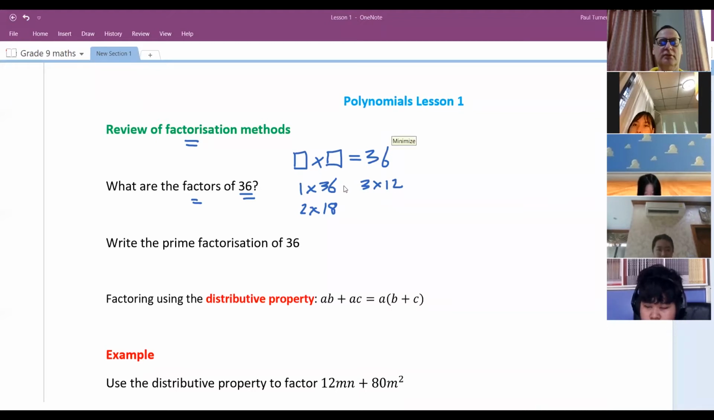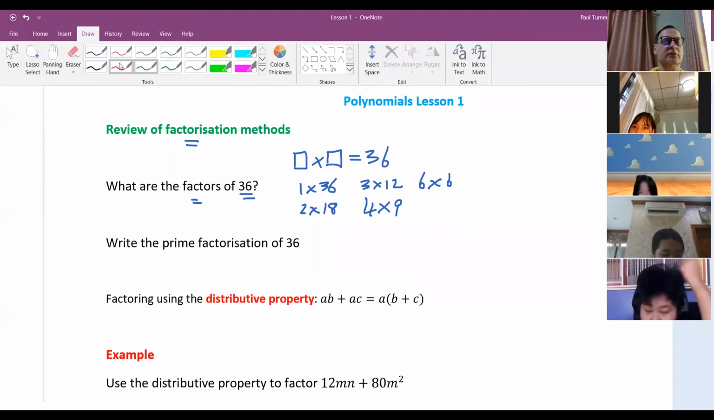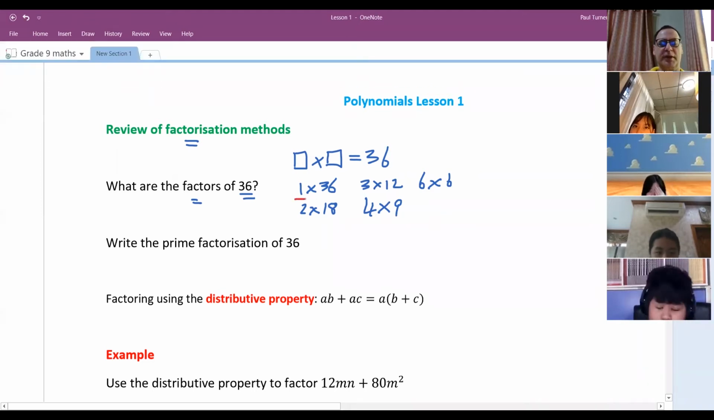Okay, 3 12s are 36. 4 times 9, 4 9s are 36. And one more, 6 times 6 is 36. Okay, so if I want to write out the factors, we just pick out all the numbers. So 1, 2, 3, 4, 6, 9, 12, 18 and 36.